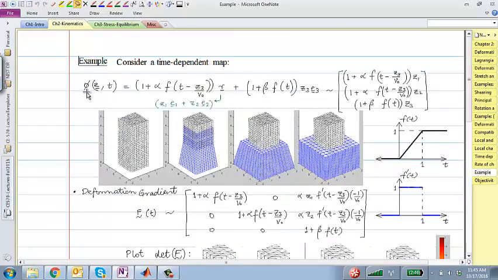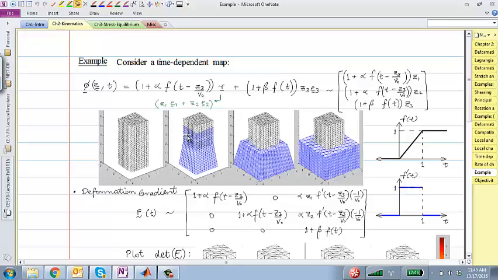So here I have this map of this expression given as 1 plus alpha, some function of time. I'll tell you what that function of time is. And the vector r, where that vector r is z1 e1 plus z2 e2, so very similar to our cylindrical coordinates definition of r. And another function of time times z3.